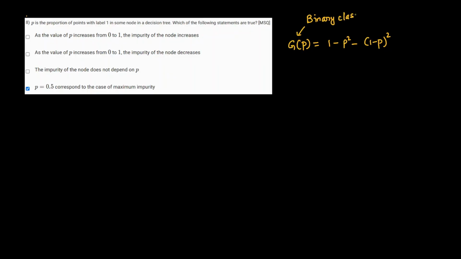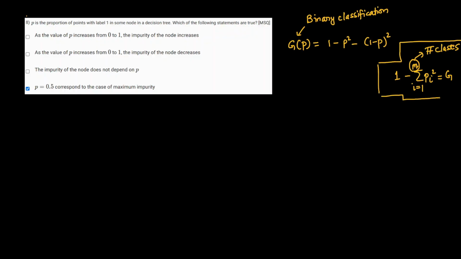Now, in fact, if there are multiple classes, then we can represent it as 1 minus the summation of pi squared, where i is each class. Let me assume that if there are m classes, then i runs from 1 to m, where m is the number of classes. For each class there is a probability associated with it, which is pi. So this is the GINI index in a general setup. But this question is a binary classification problem, so it's G(P).